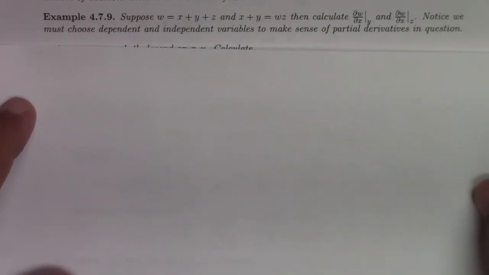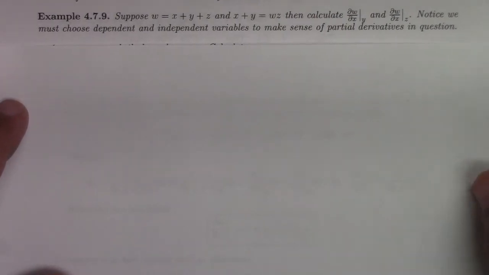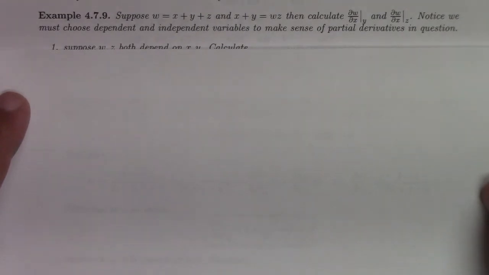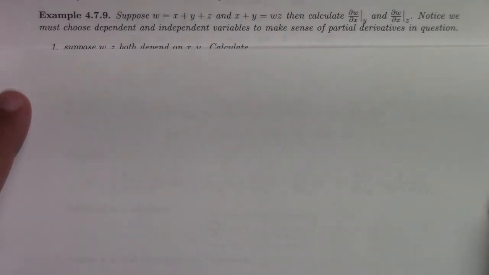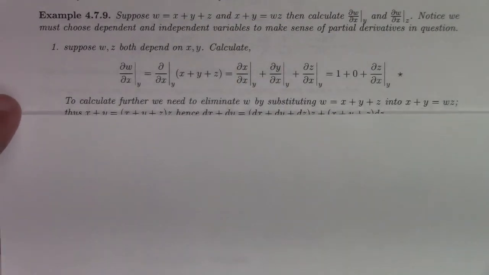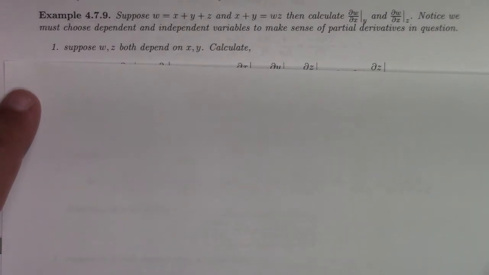So my next example is actually the next stage in this game, which is, what if you don't just have one equation? What if you have two equations, right? Here I've got w equals x plus y plus z, but I've also got x plus y equals wz. Now there are two equations constraining the derivatives, and the question is, what's partial w partial x holding y fixed? What's partial w partial x holding z fixed? So step number one, I suppose that w and z both depend on x, y.